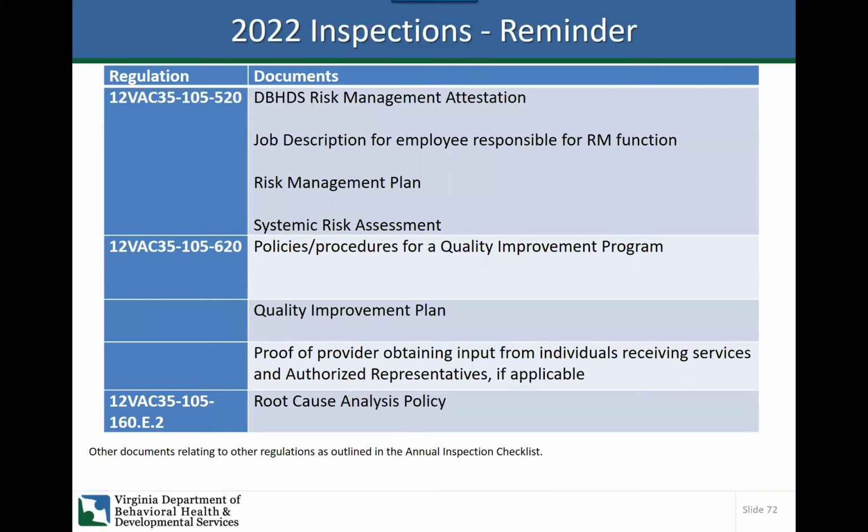For 620, it's the policies and procedures that make up your quality improvement program, and then your quality improvement plan, and then proof of how you're obtaining input from individuals receiving services and authorized representatives, if applicable. And then for 160E2, it is that root cause analysis policy. So those are the things that we've gone over.